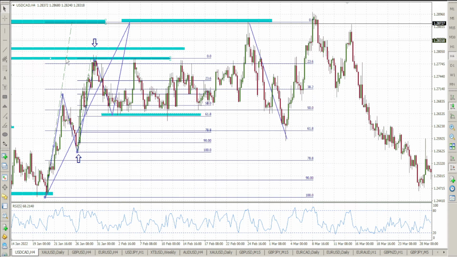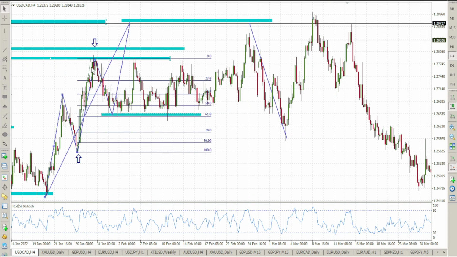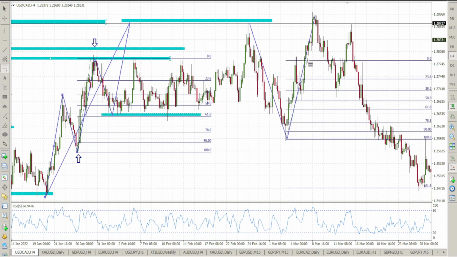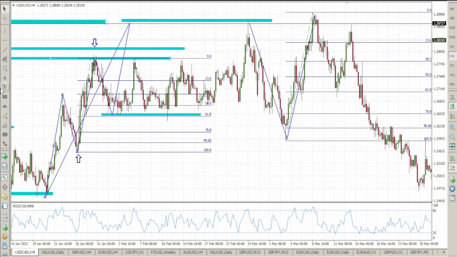Where did this thing stop? Let me show you that as well. Have a look at it. 61.8, 173 pips straight, and a nice rejection from this level as well.